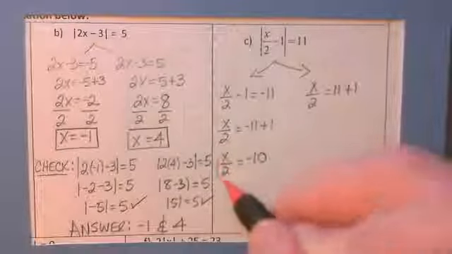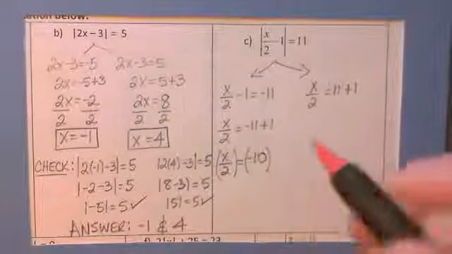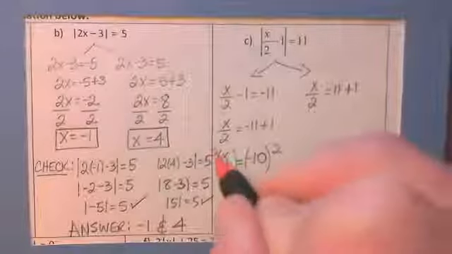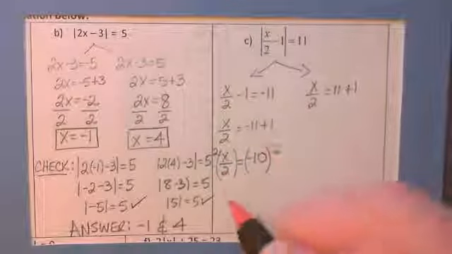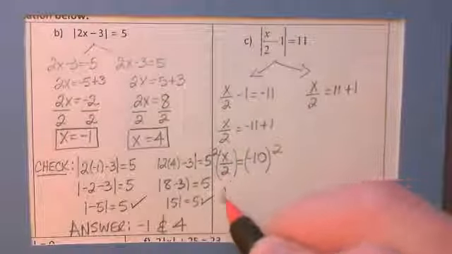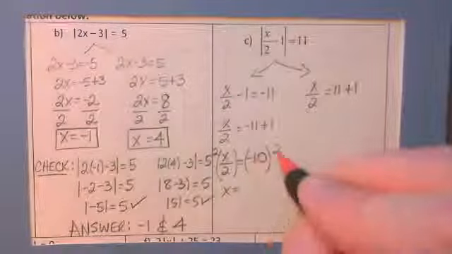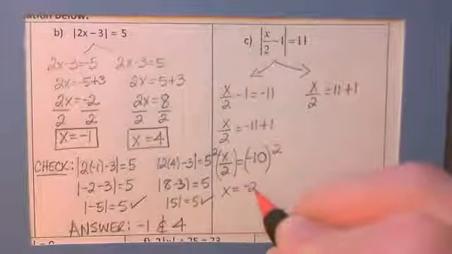How do we get rid of the fraction? Put parentheses on both sides. Let's multiply by what's on the denominator, which is 2. So 2 times x is 2x. 2x divided by 2 is x. And negative 10 times 2 will be negative 20.